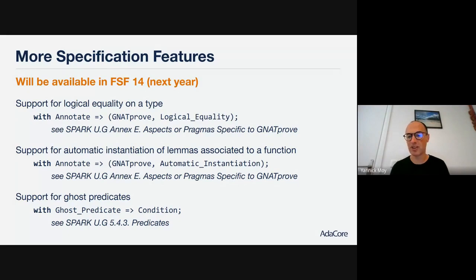Another one, which is quite nice, is to be able to state that some lemmas can be automatically instantiated when they are associated to a function. So after a function, we can say that this lemma, this lemma, this lemma have automatic instantiation. In that case, the prover itself will find the actual theorem or axiom in the generated theory to instantiate whatever is needed about this function.